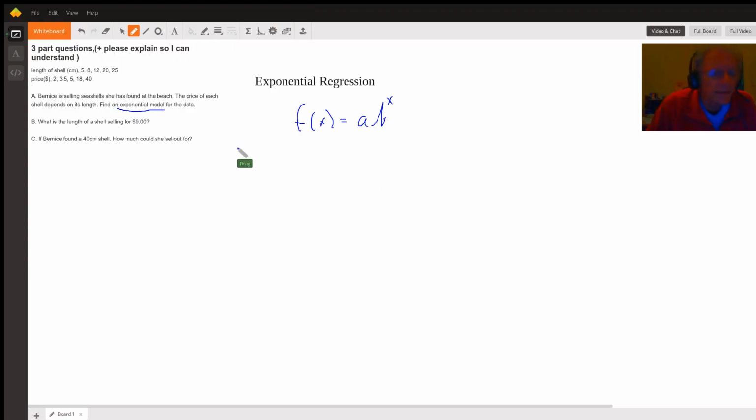Come back to here. What is the length of the shell selling for $9? I don't think I answered that question. So f of x equals a b to the x. We have values for a and b. I'm not going to substitute those in right here, but we want to find out what x is when f of x is equal to 9.